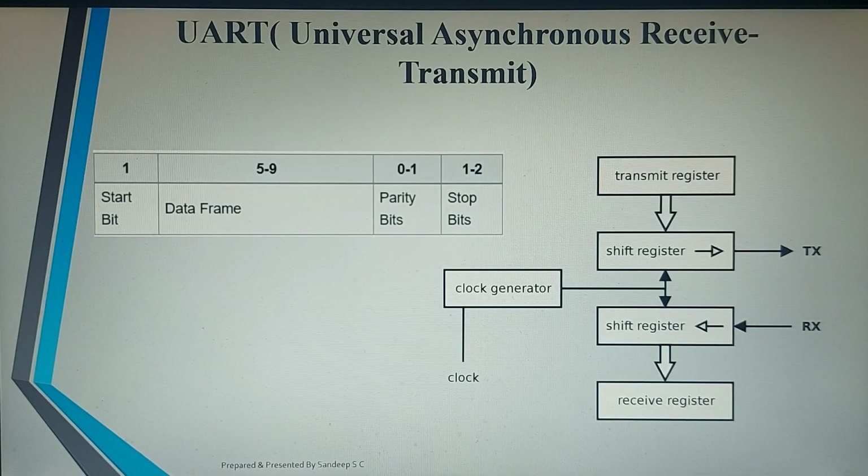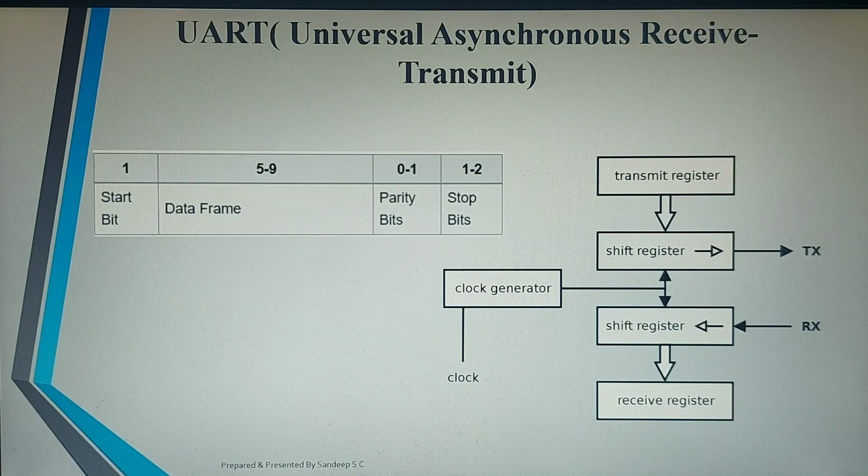If we see the operation of a UART, there is a start bit and then the data frame, 5 to 9 bits. Then we have a parity bit, 0 to 1. The parity bit will be used to check for errors during communication. And then we have a stop bit. There will be a transmit register which will store the configuration for the transmission. Then the shift register has the bits to be transmitted. Depending on the clock frequency, the shift register data will be transmitted over the TX line.